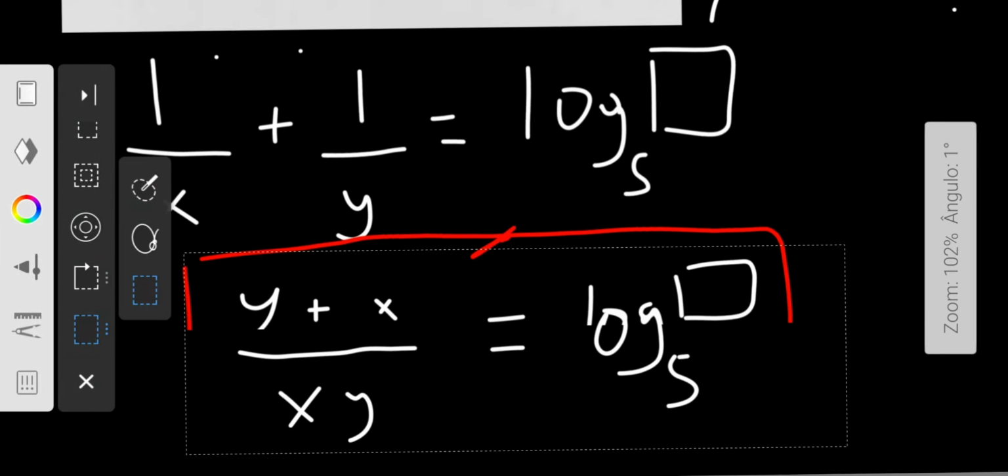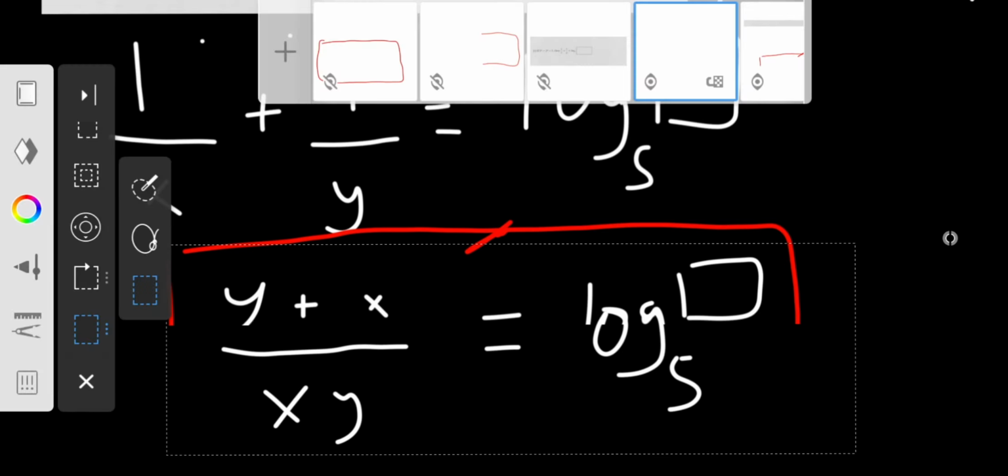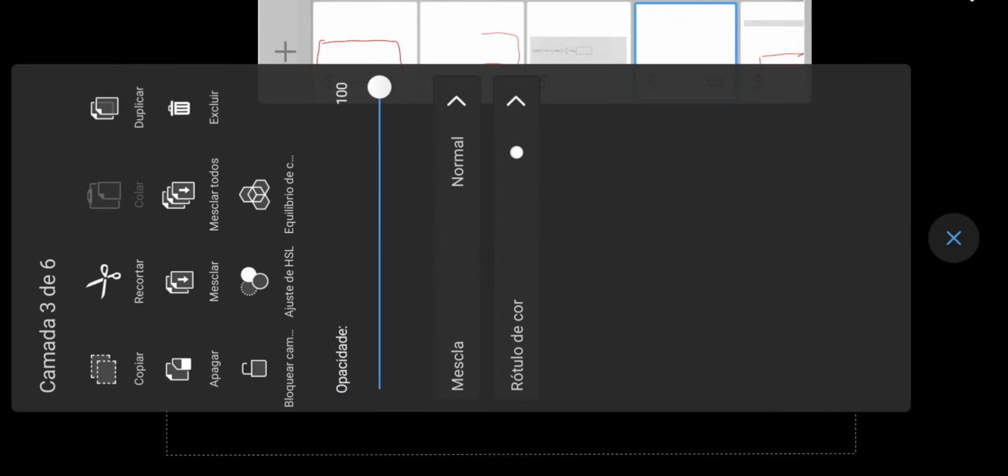I think I can. I don't know how to cut it yet, so I'm going to do it manually. Let me just note it over here. Epsilon plus x divided by epsilon x is equal to log of something in the base of 5. So now let's go and do it the same as me, okay? Put it in a new paper for you.